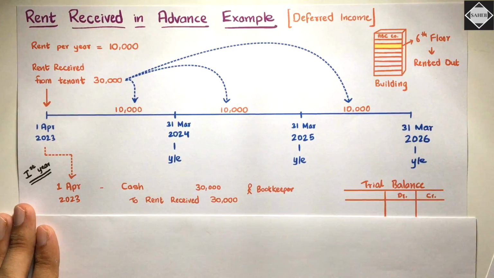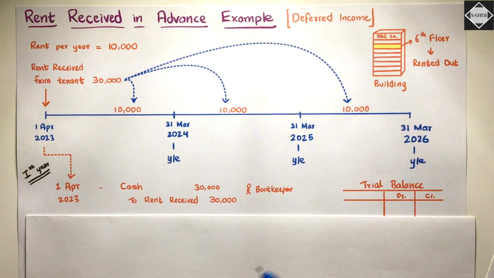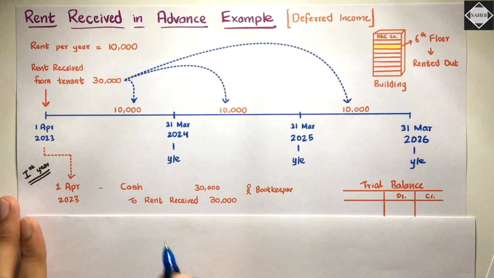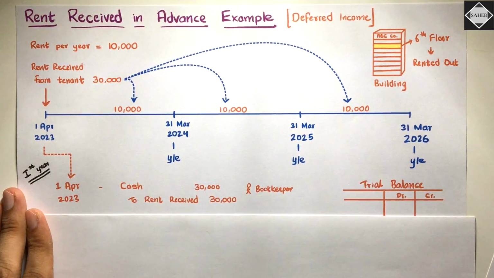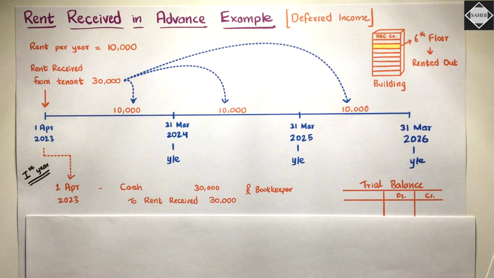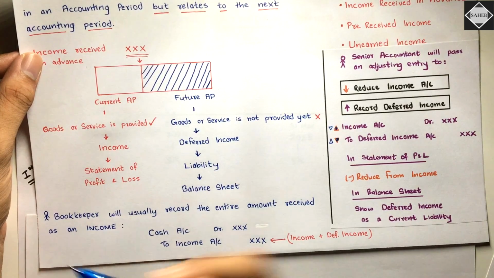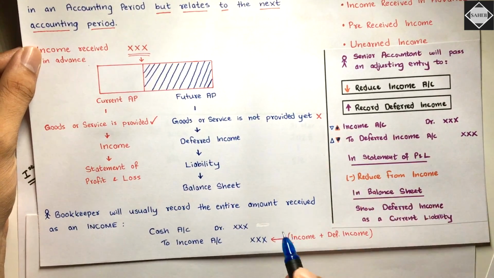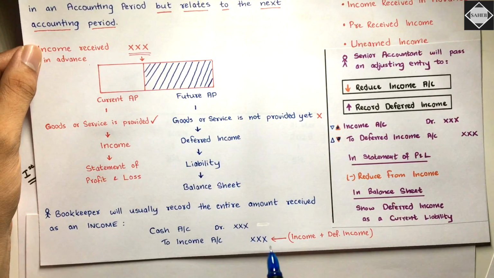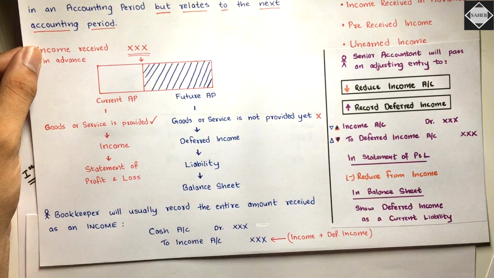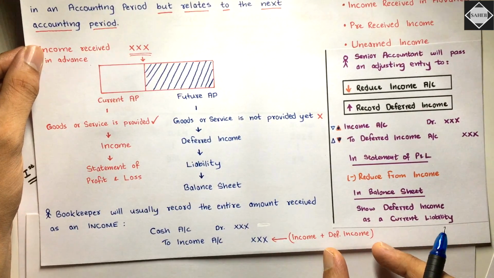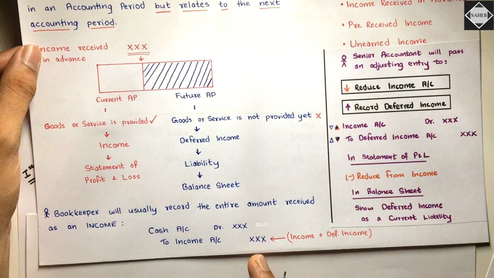Rent received is an income account. You can say rent revenue, rent income, or rent receipt. This is just an account title. It's an income account. So the bookkeeper took the entire 30,000 to the income account, and that's what I told you while discussing the deferred income concept. 90% of the time the bookkeeper, the person with limited knowledge, will take the entire amount received as income. So in that income account at the year end, there will be some part which is income, and some part which is deferred income also. Both will be combined in this, which is not right.